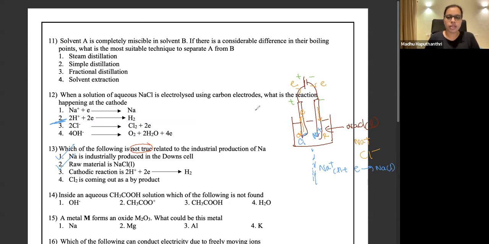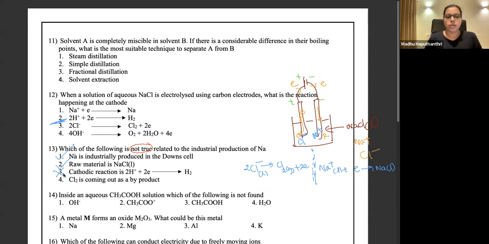Here Cl- is the one and only anion. So it goes to Cl2 gas. So here only one cation, only one anion. So sodium is the one and only. So no option, sodium is undergoing reduction. So there's no chance for hydrogen because simply there's no hydrogen, right? If you are not having hydrogen, there's no way for hydrogen to undergo reduction.